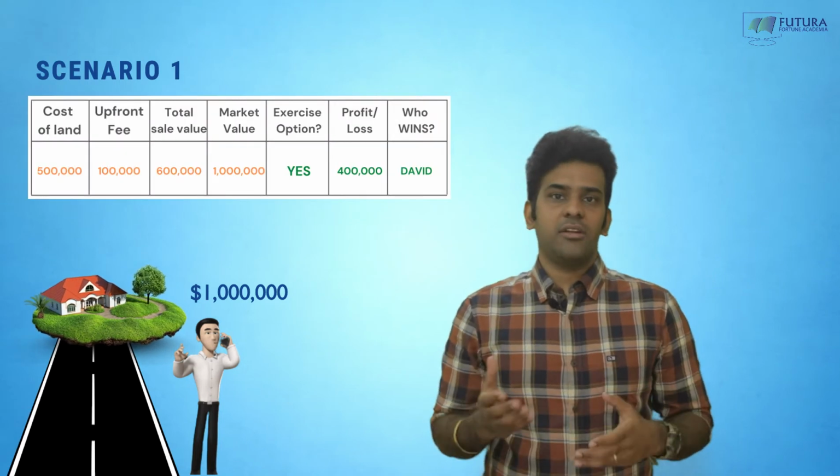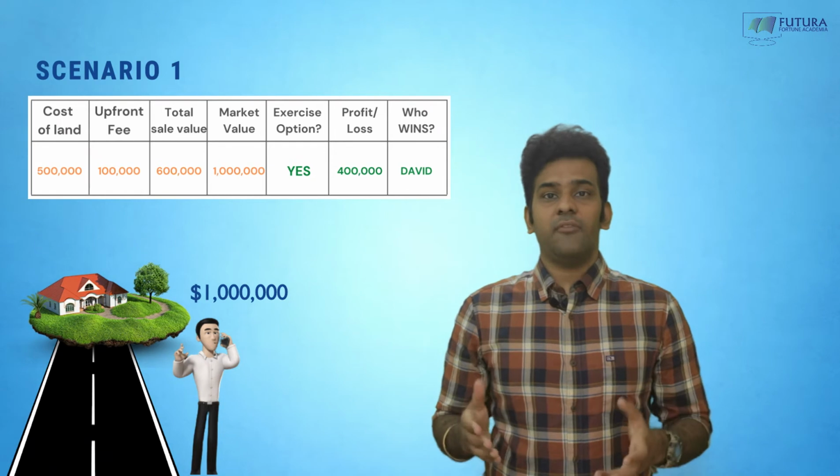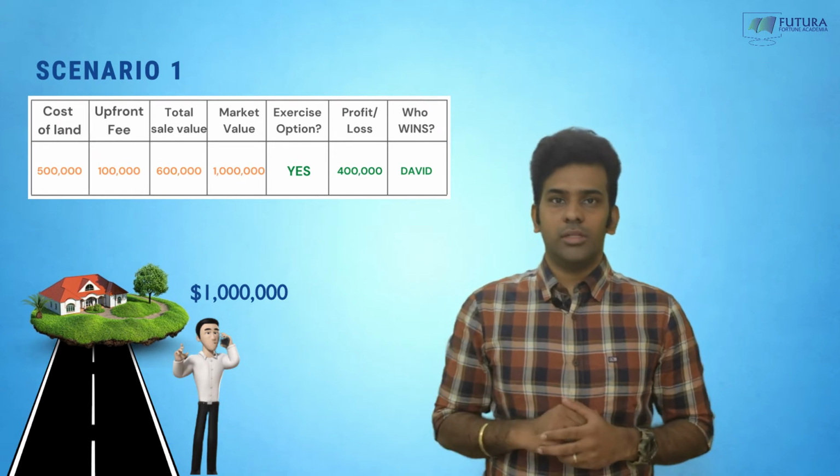Let us now step into the shoes of David and see in each scenario what he would do if the land value goes up, goes down and remains flat. Scenario number 1, the highway project is sanctioned and the value of the land increases to, let's say, $1 million. Clearly, David is in a win situation here. He has locked the price 6 months before for the piece of land at $500,000. So the value of the land right now is $1 million.